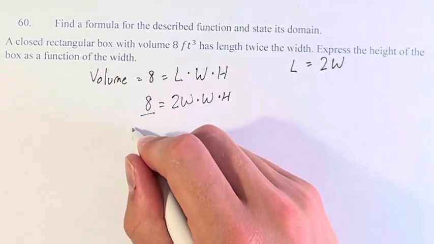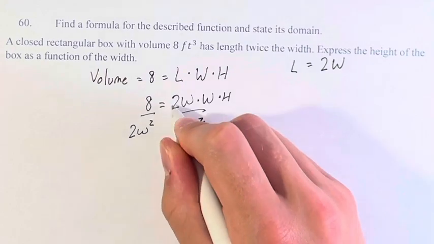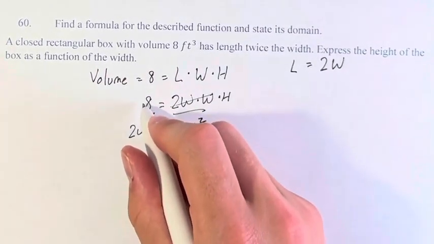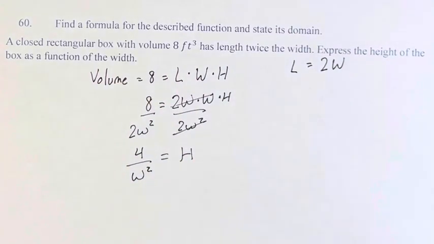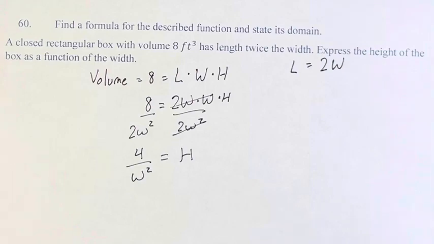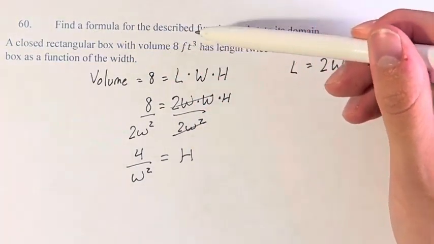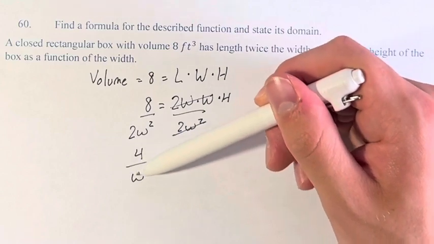If we divide both sides by 2W squared, all of these cancel, and we're left with H is equal to 8 divided by 2 is 4 over W squared. So the height for a closed rectangular box with volume 8 feet cubed with a length twice the width is equal to 4 divided by the width squared.